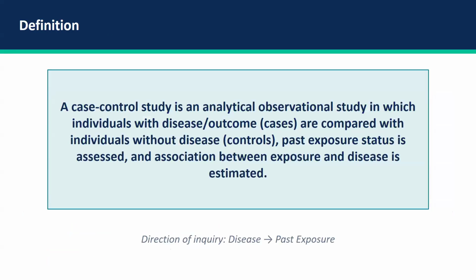So, formally defining case control study, this is an analytical observational study in which individuals with disease or outcome, which are labeled as cases, are compared with individuals without disease, which are controls. Past exposure status is assessed, and association between exposure and disease is estimated. So, the direction of inquiry will be from the disease to the past exposure.